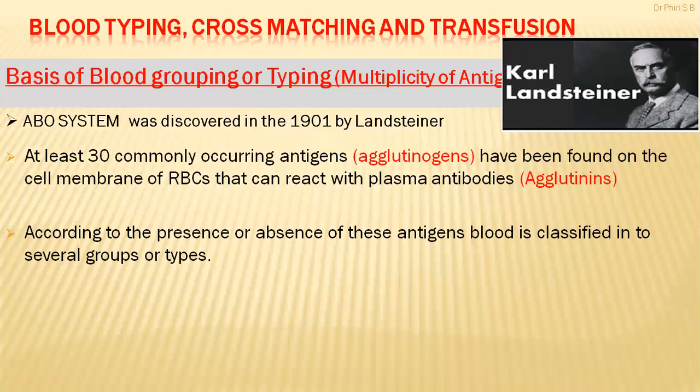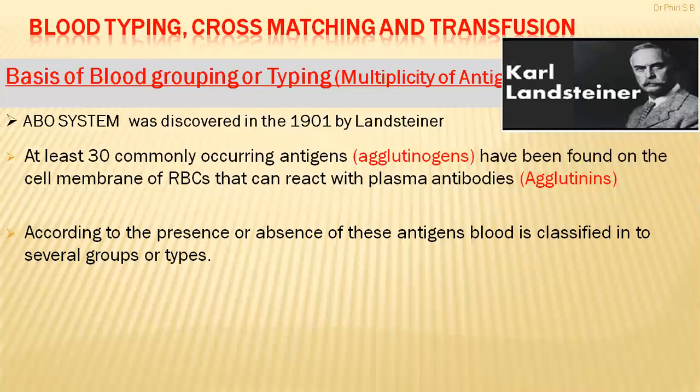According to the presence and absence of these antigens, blood is classified into several groups or types. In blood typing or blood grouping, you're looking at the type of antigen found within the plasma membrane of red blood cells. The plasma membrane of red blood cells will have different antigens, so depending on the presence and absence of these antigens, we are able to classify blood groups.